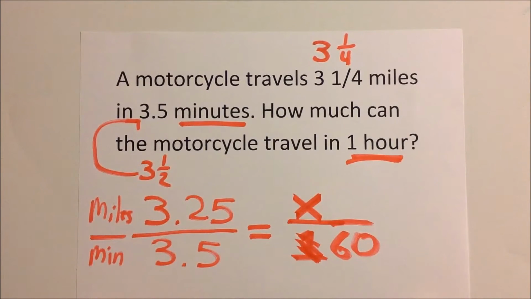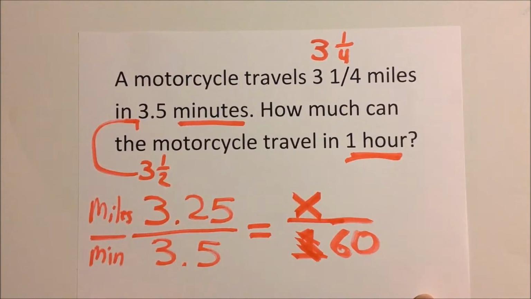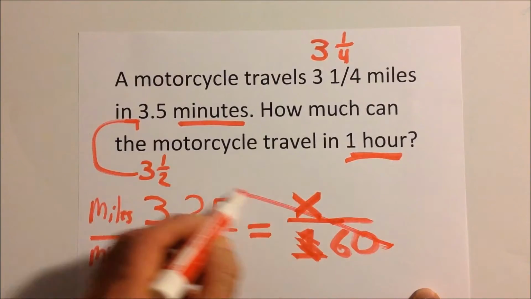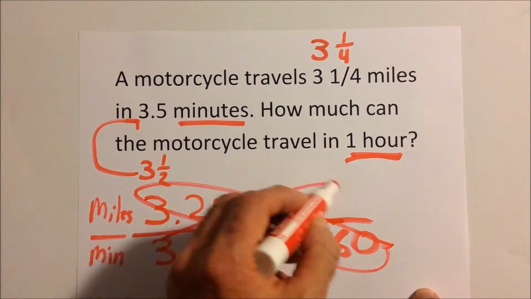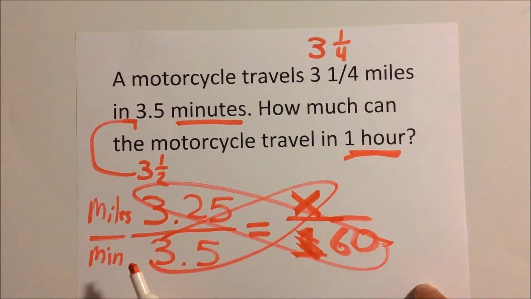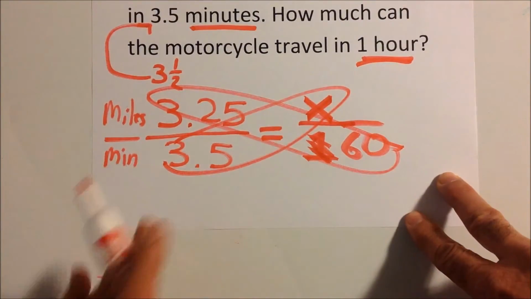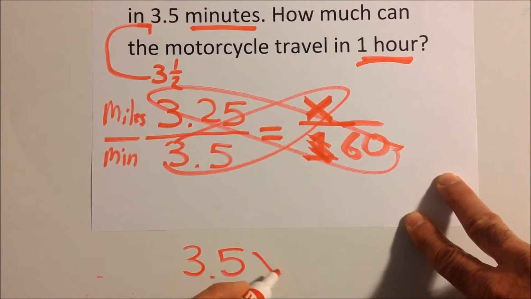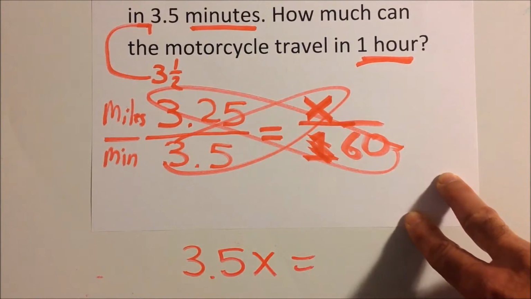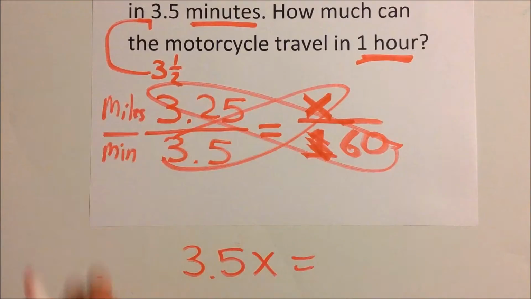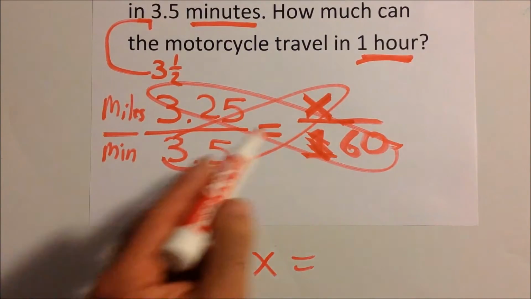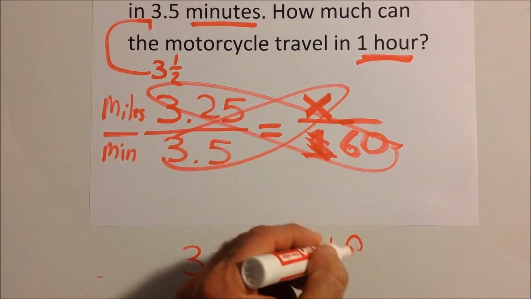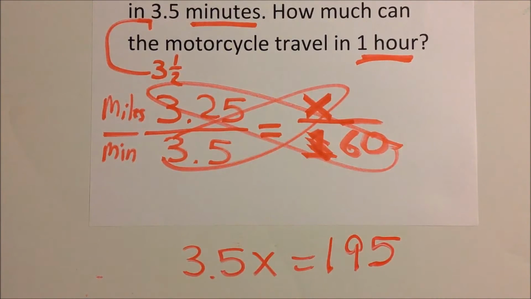And what do we do next, if you remember with proportions? We want to find out what the X is, so we want to cross multiply. And we'll make an equation. So let's bring this up here. So I have 3.5 times x, and that's 3.5x. And then 60 times 3.25 is 195. So that's our equation so far.